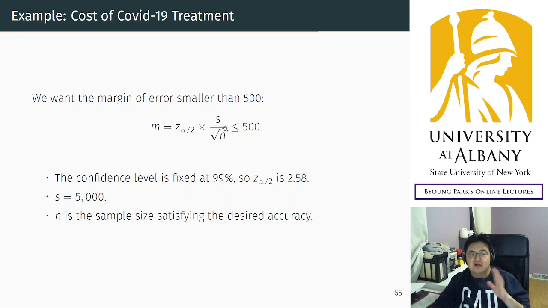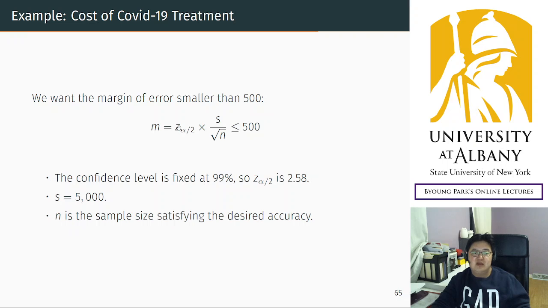The constraint you have here is the margin of error. The margin of error cannot be greater than 500. So $500, there is one inequality. And also another restriction is alpha. So alpha is 99%. So this is fixed, and the standard deviation does not change. It is given, from the data. And then you can solve for n.